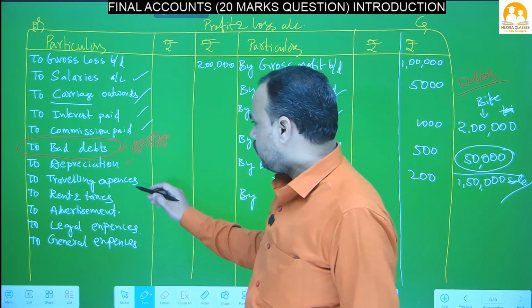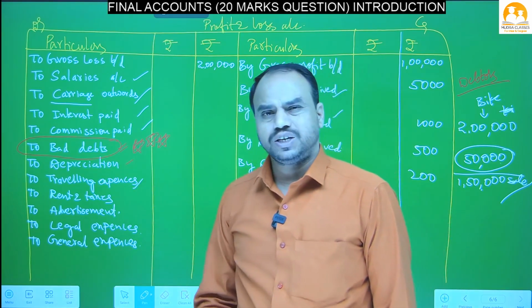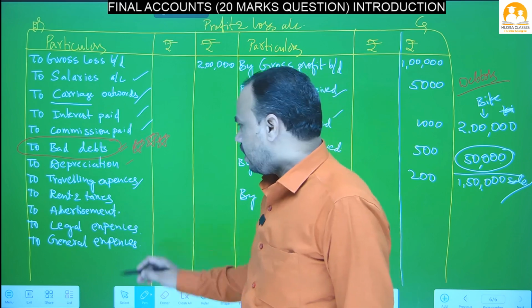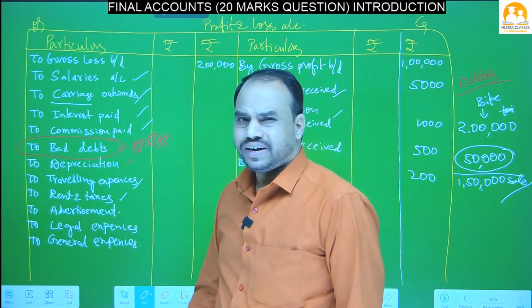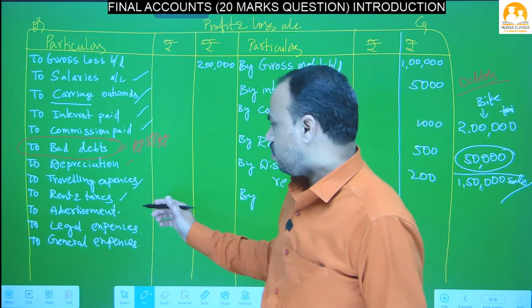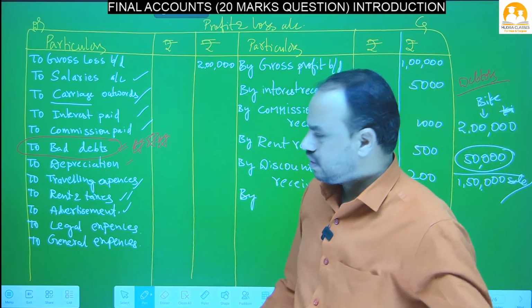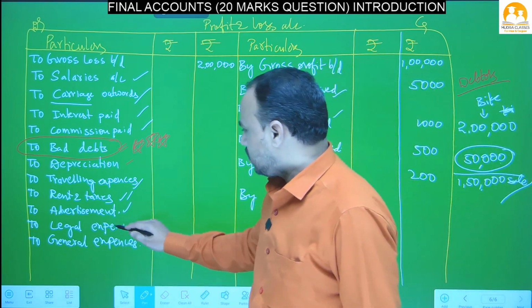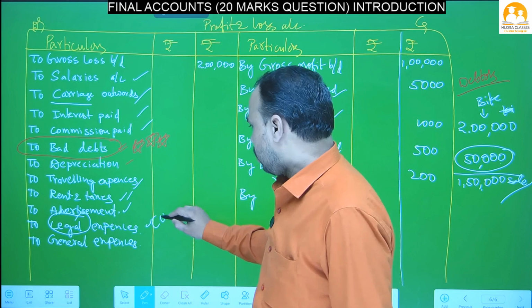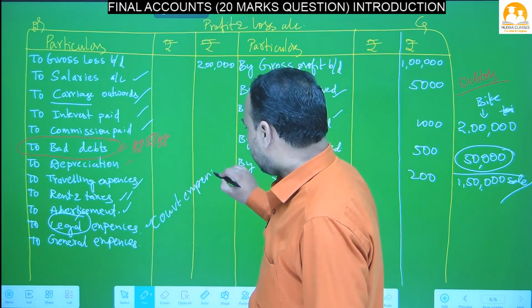See the next one, traveling expenses. What is the meaning? Traveling expenses means transport charges, bus charges, auto charges; like that we have to write. Rent and taxes: whatever rent you are paying, whatever taxes you are paying to government, those expenses. Advertisement: we gave one advertisement in a news channel. Legal expenses means nothing but court expenses.